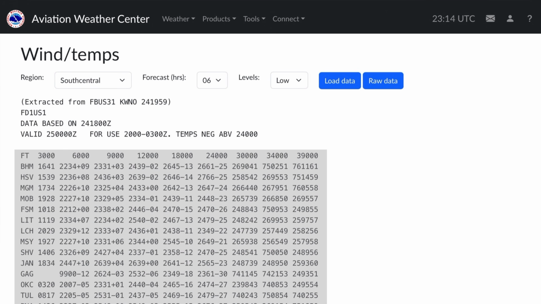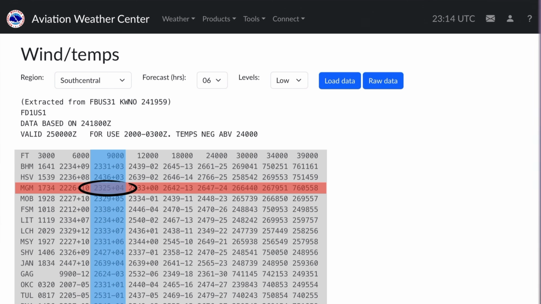The body shows altitudes across the top and wind reporting stations down the left side. To use it, you find the row for the closest wind reporting station and the column for the closest altitude, and then you read the forecast at the intersection. And now a couple of really important notes.